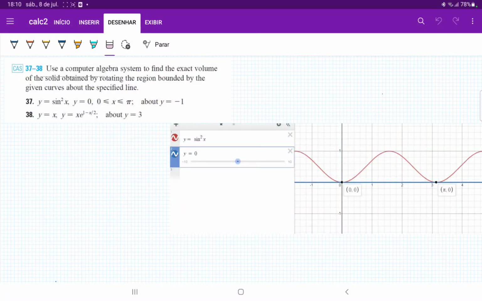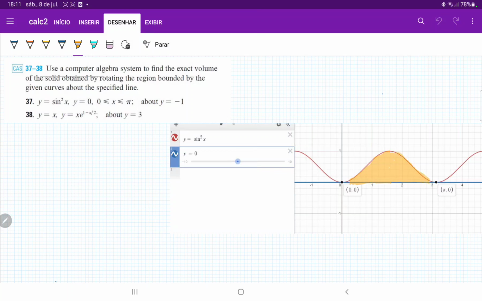So for 37, they want us to use a computer algebra system to find the volume when we revolve the area between these two curves about the line y is equal to -1. So basically, all we have to do is set up the integral, and then the computer will do all the rest for us. So the area between these curves, and I've gone ahead and input these in a graphing calculator. That's my curve sine squared of x and the x-axis.